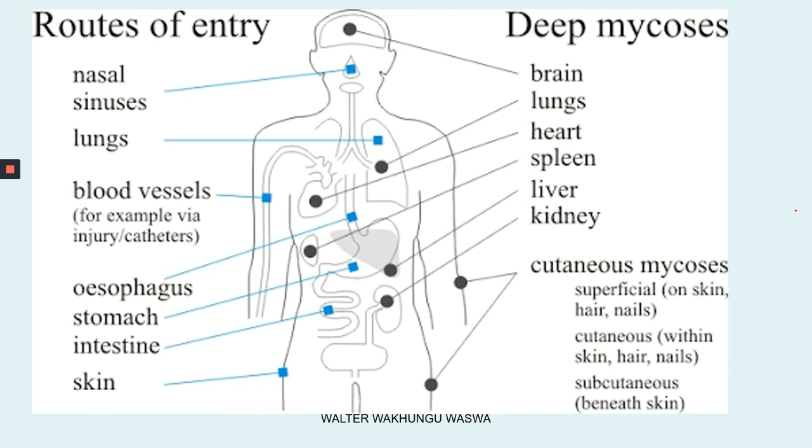Then they can go to the lungs, blood vessels, esophagus, of course, stomach, intestine, and of course where this fungi grow on the skin. So these are different ports of entry where these fungi are able to attach themselves and grow. So they can affect the nasal sinuses, of course, through inhalation. They can go to the lungs, the blood vessels, the esophagus, stomach, intestine, and skin. They can even affect the brain, lungs, heart, spleen, liver, kidney.